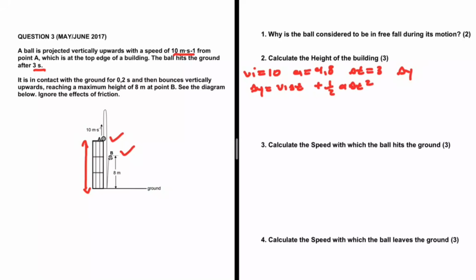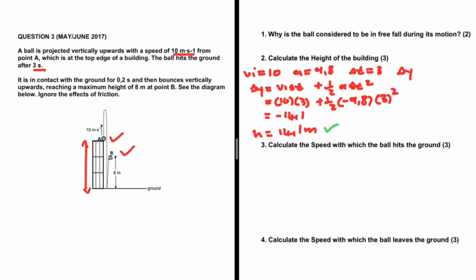Let's go ahead and substitute. We take up as positive, so vi will be 10, delta t is 3 seconds, plus a half. The acceleration is minus 9.8 multiplied by 3, and we square that. So let's take a look. 10 multiplied by 3 plus a half multiplied by minus 9.8 multiplied by 3 squared. That is equal to minus 14.1. So our height is equal to 14.1 meters. That is the height of our building.